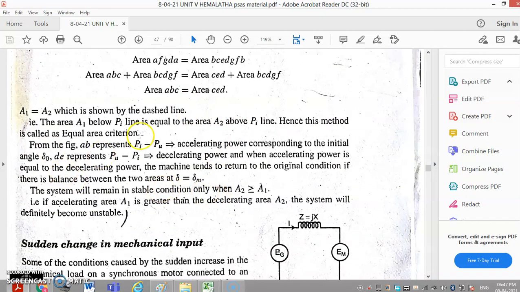So from the figure, AB represents Pi minus Pu, that is, the accelerating power corresponding to the initial angle delta naught. DE represents Pu minus Pi, the decelerating power. When the accelerating energy is equal to the decelerating energy, the machine tends to return to the original condition if there is balance between the two areas at delta equal to delta maximum. The system will remain stable only when A2 is greater than or equal to A1. That is, if the accelerating area A1 is greater than the decelerating area A2, the system will definitely become unstable. So this is the condition for the equal area criterion.